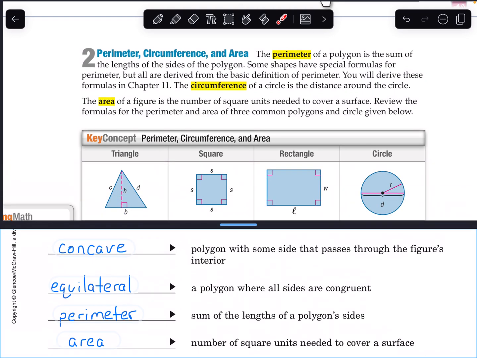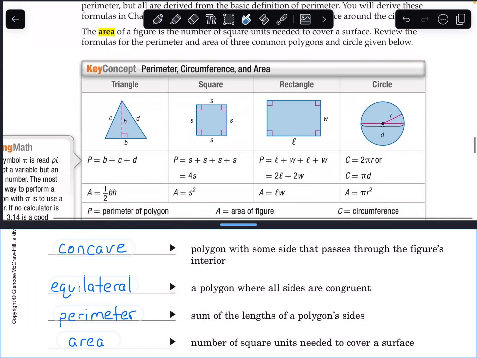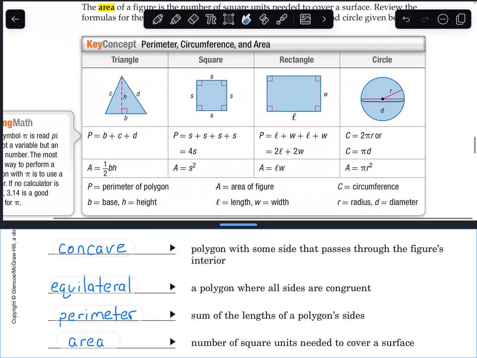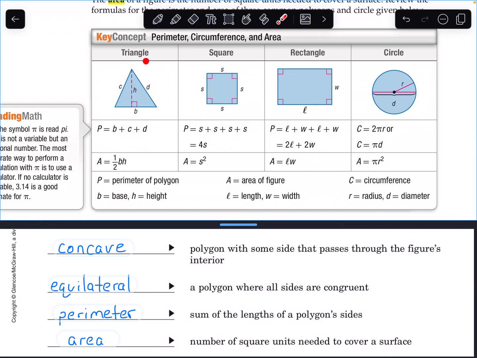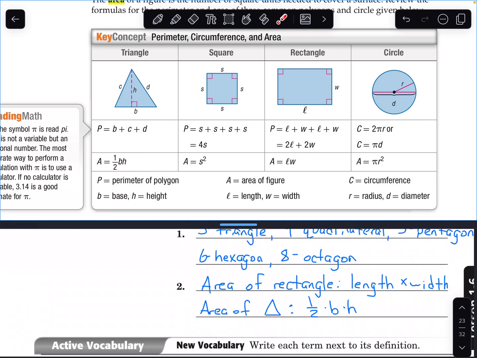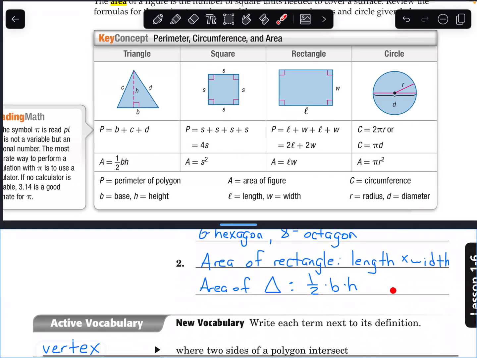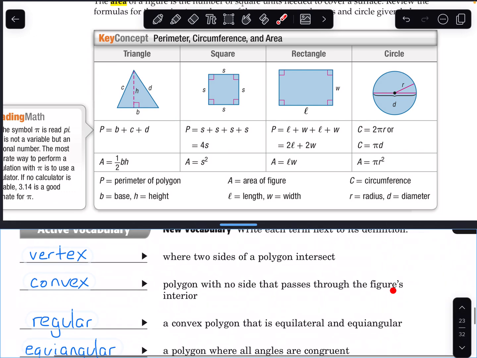So before we go on to the main idea, let's look at that chart there. We have the triangle here: perimeter is all 3 sides, area is 1/2 base times height. I think that's what I said before. Yeah, b times h. So b for the base, h for the height.